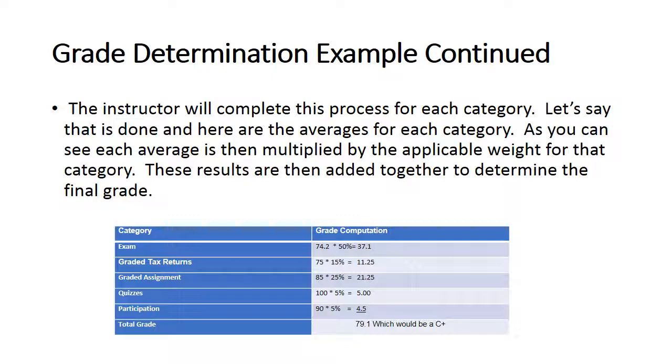Graded tax returns are worth 15%. Let's say the average was a 75, that's 11.2. Graded assignments are worth 25%. So if your average on all your graded assignments was 85, that's 21.25.